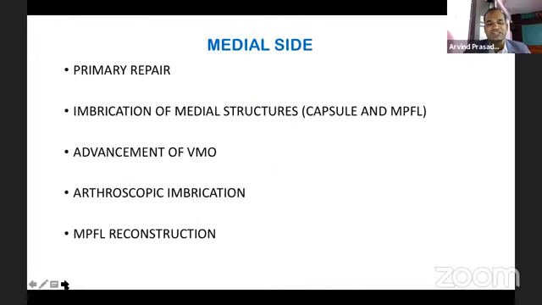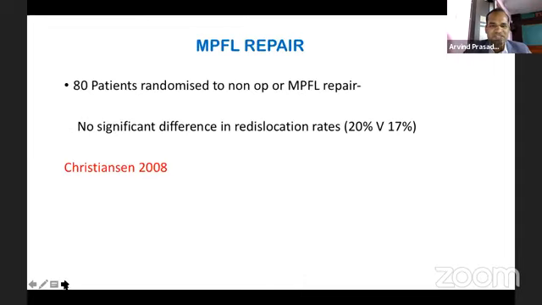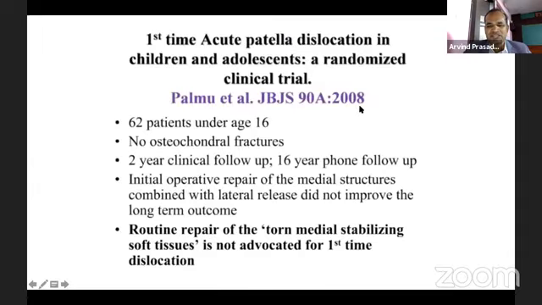So let's see the medial side. The medial side has options from repair to advancement to MPFL reconstruction. About the primary repair of MPFL and the medial structure, the literature says there is no significant difference in redislocation rate between those who get repair and those who are managed conservatively. Again, JBJS 2008 says the repair of the torn medial stabilizing soft tissue structure is not advocated for the first time dislocation.